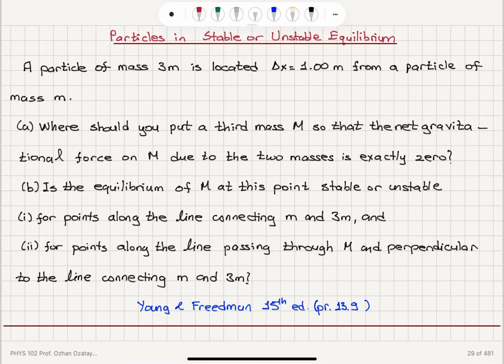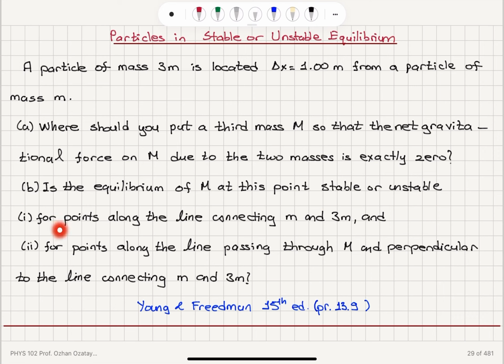Particles in stable or unstable equilibrium. A particle of mass 3m is located delta x equals 1.00 meters from a particle of mass m. Part A. Where should you put a third mass capital M so that the net gravitational force on capital M due to the two masses is exactly zero? Part B. Is the equilibrium of this capital M at this point stable or unstable?